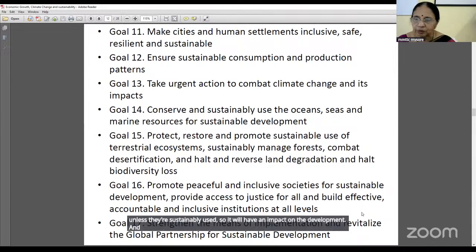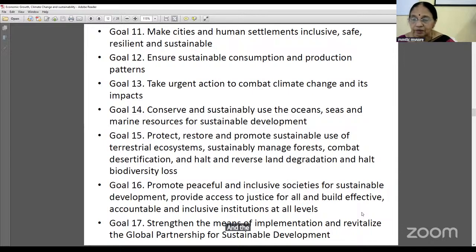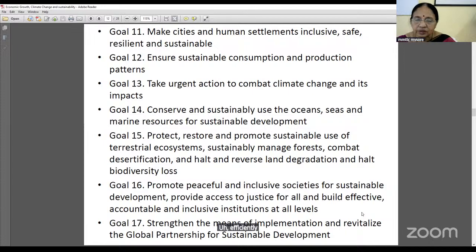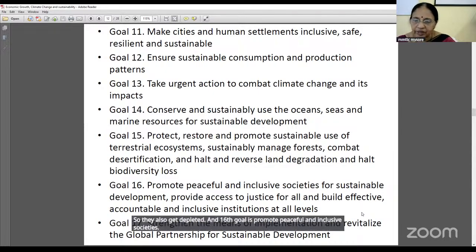And protect, restore, and promote sustainable use of terrestrial ecosystems, and sustainably manage forests. See, these resources are terrestrial ecosystems, which are on the land. So they also need to be protected, and halt and reverse the land degradation. So these resources, unless they are used efficiently, or used sensibly, they also get depleted. And the 16th goal is promote peaceful and inclusive societies for sustainable development, provide access to justice.